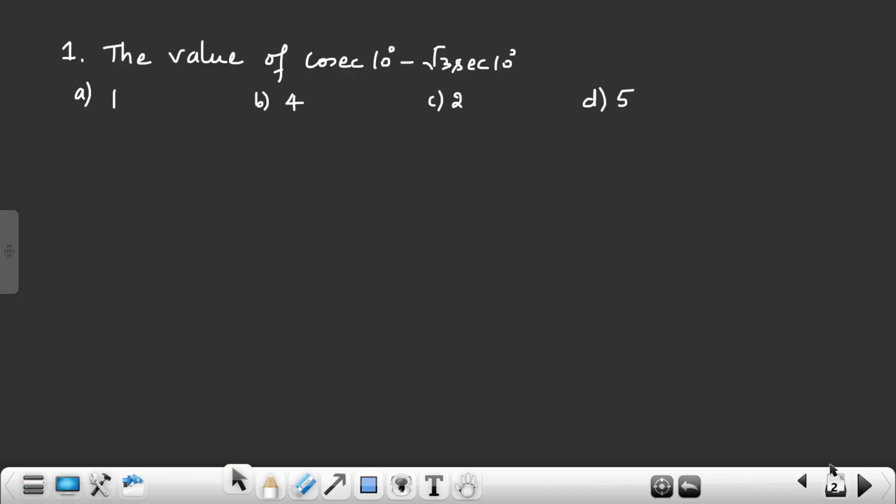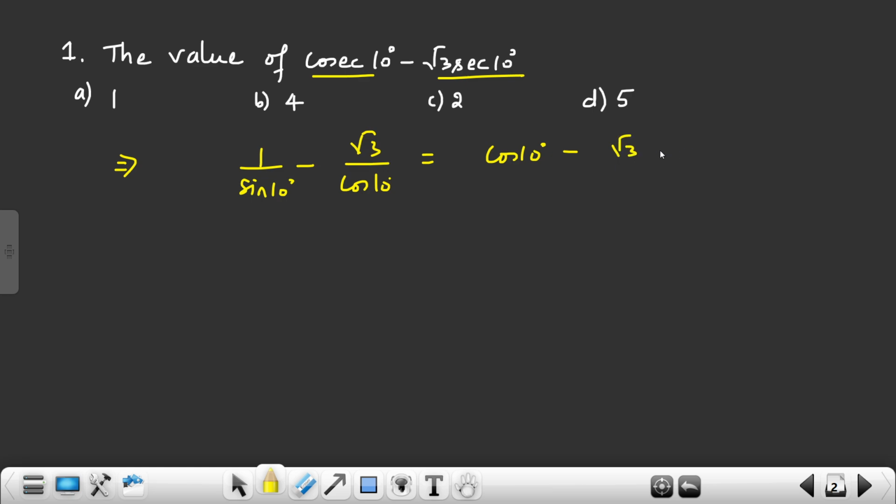So let's start. The first question, as you can see on the screen: what is the value of cosec 10 minus root 3 secant 10? So what we can do here, simple it is. Basically we have to convert into cos and sine. So it is 1 by sin 10 minus root 3 by cos 10. Now, if I take LCM, cos 10 minus root 3 sin 10, and it is sin 10 cos 10. Basically, ये problem NCERT exemplar का है. This comes from NCERT exemplar.